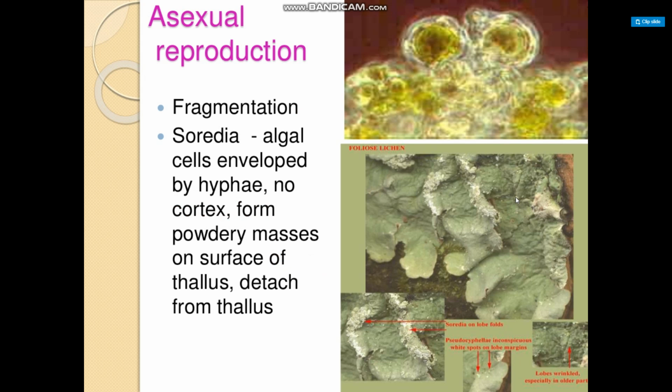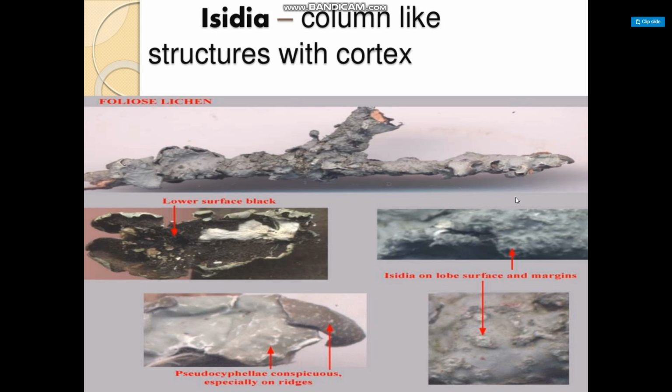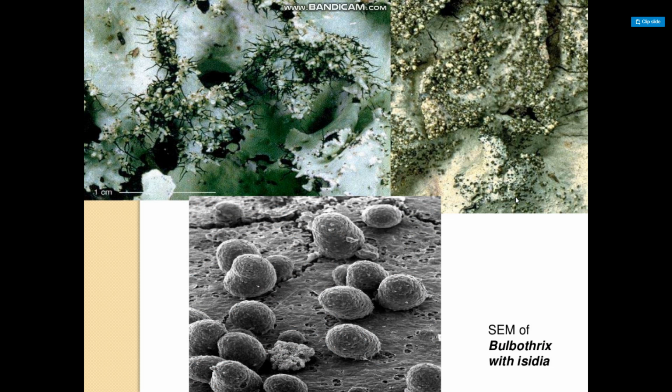Asexual reproduction: fragmentation. Soredia: algal cells enveloped by hyphae, no cortex, forming powdery masses on the surface of the thallus, detached from the thallus. This is a structure. Isidia: column-like structures with cortex. This is a foliose lichen with lower surface plaque, isidia on lower surface and margin.